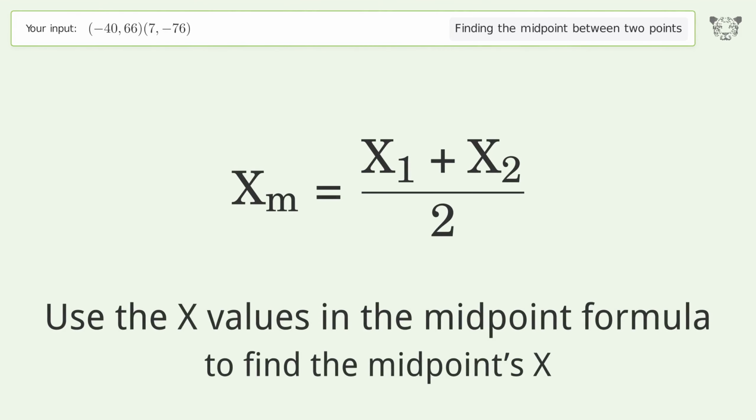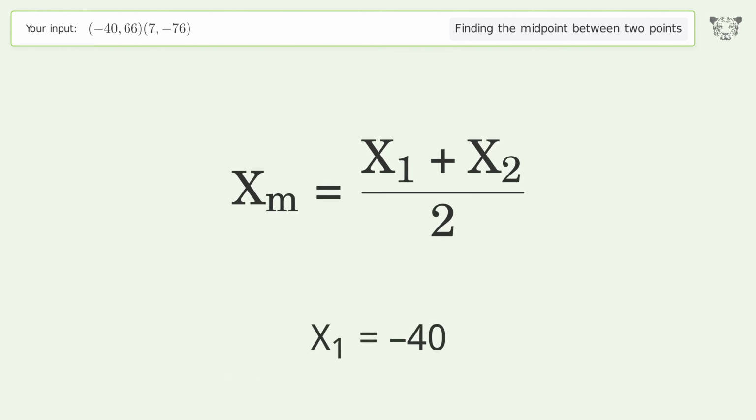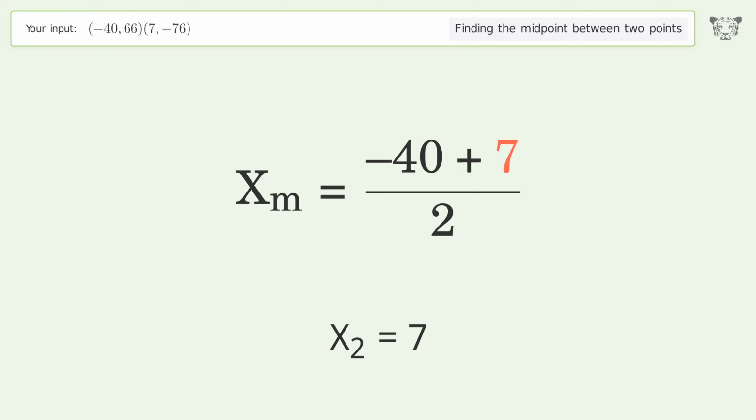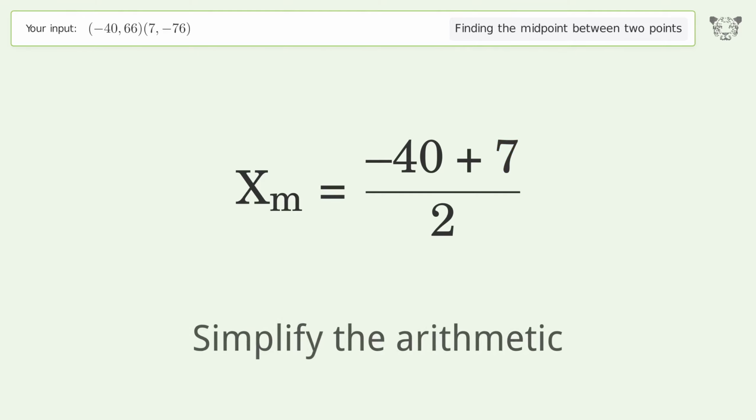Use the x values in the midpoint formula to find the midpoint's x. x1 equals negative 40. x2 equals 7. Simplify the arithmetic.